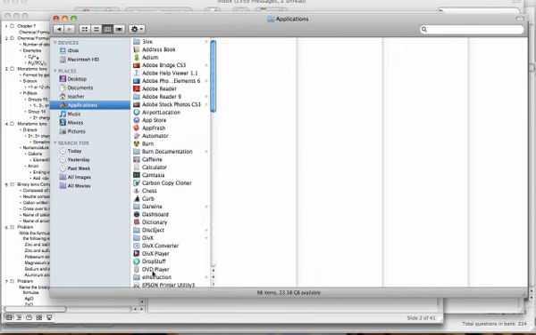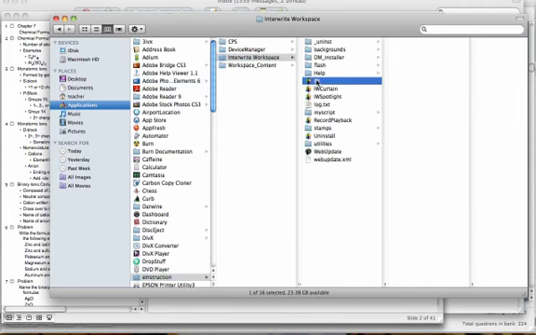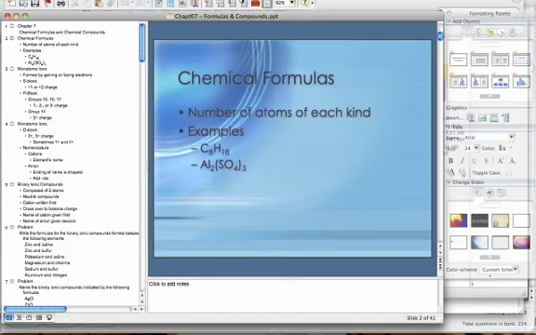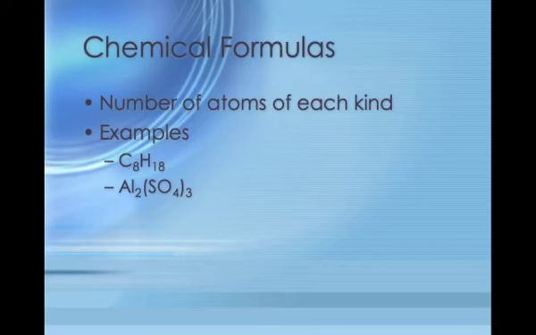Al2(SO4)3, that 3 on the end carries through anything in the parentheses. So Al2, that means there's two aluminums. The SO4 is called sulfate. It's a polyatomic ion, but the 3 carries through, so there'd be 3 sulfurs and 12 oxygens. That's how that would be counted.